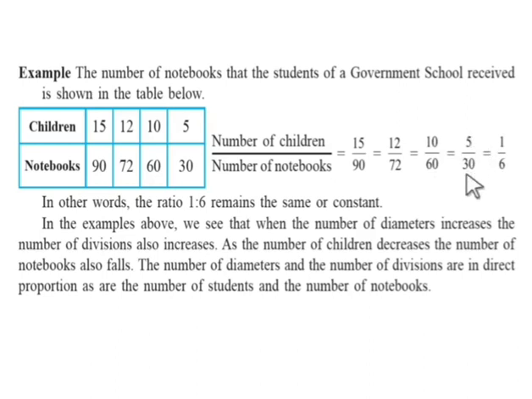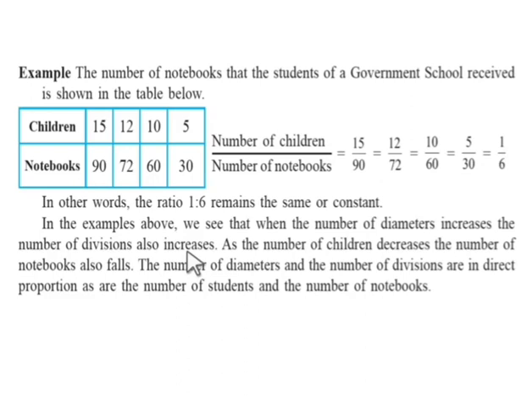Also 5 and 30 divided by 5, you will get 1 upon 6. So in all these cases, the ratio 1 upon 6 remains the same. That is, the simplest form of each ratio is the same in each case. Now in the examples above, we see that when the number of diameters increases, the number of divisions also increases.